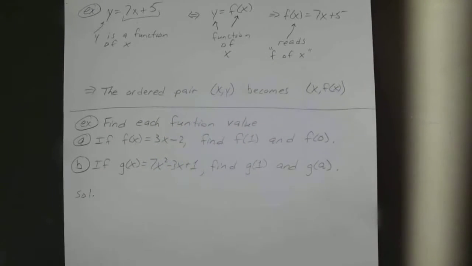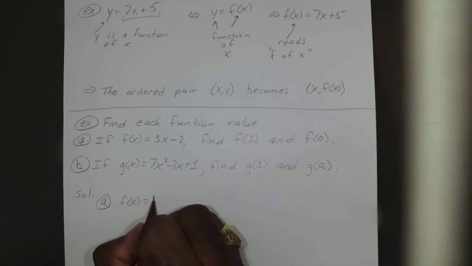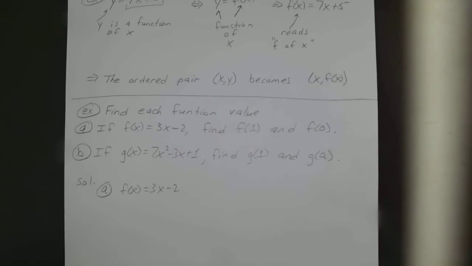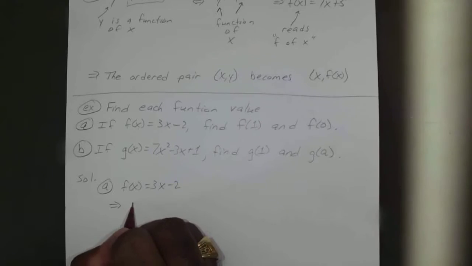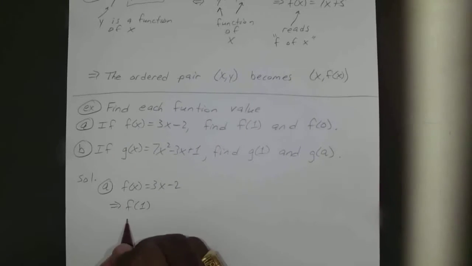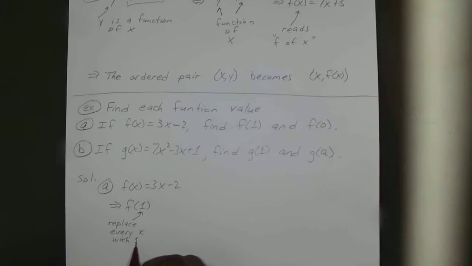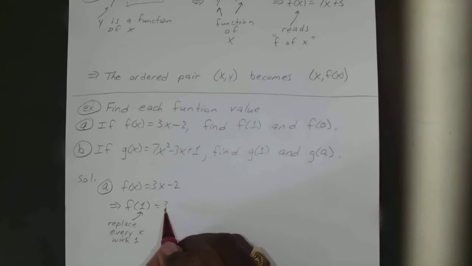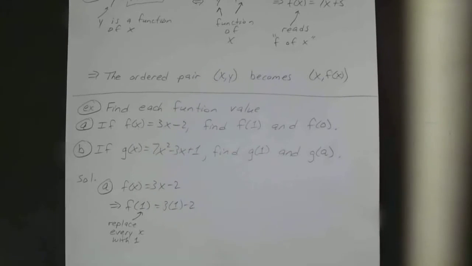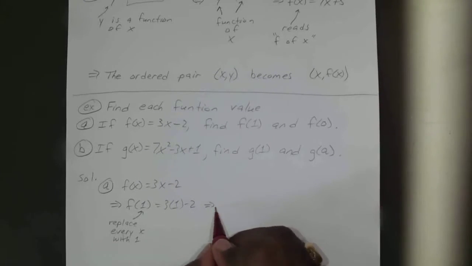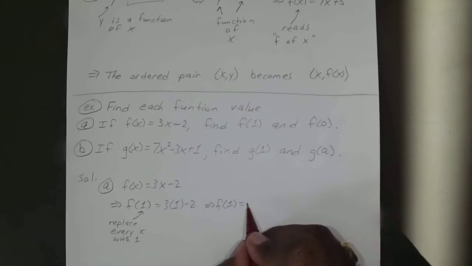Okay, so if we have, for A, f of x equals 3x minus 2. Okay, so if you have f of 1, that literally just means replace every x with 1. Okay, that's 3 times 1 minus 2. Okay, so 3 times 1 is 3, minus 2 is 1. That means that f of 1 is equal to 1.